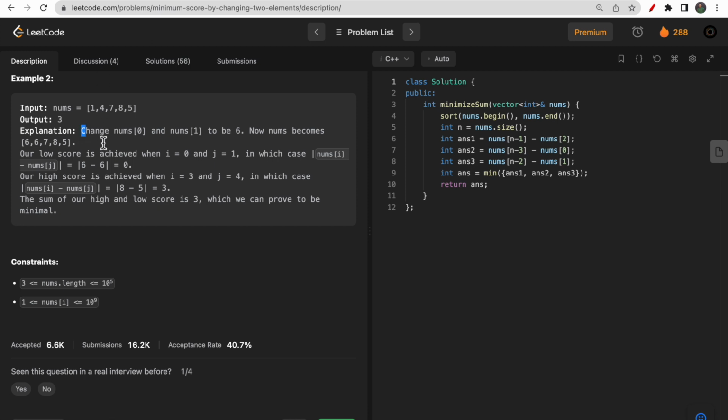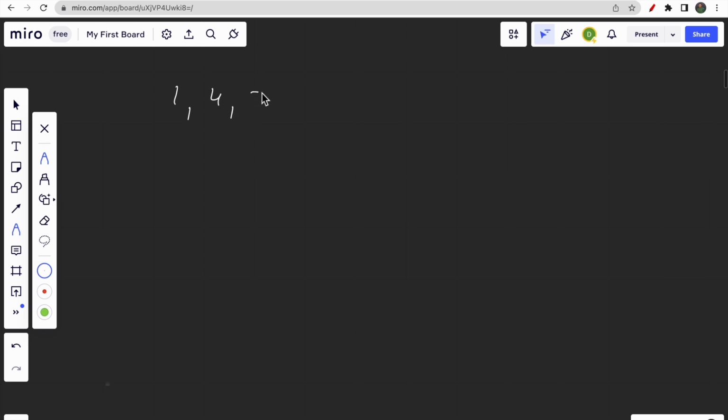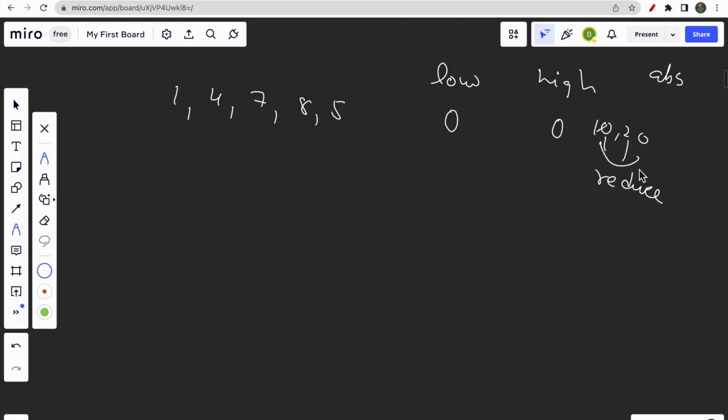This is a bit confusing to understand, so let me explain by writing here. So here you have something like this: 1 4 7 8 5. And you need to find low, high. What can be the minimum possible answer of low? It can be 0, because we are taking absolute difference, right? Everywhere we are taking absolute difference, so the minimum possible answer of low is 0, as well as high is 0. And if we have something like 10 or 20, then we are trying to reduce it because we need to find the minimum possible answer.